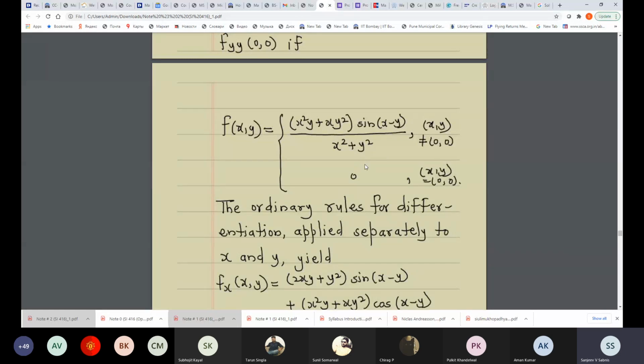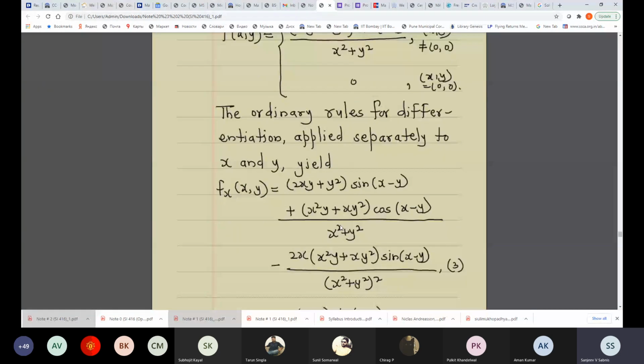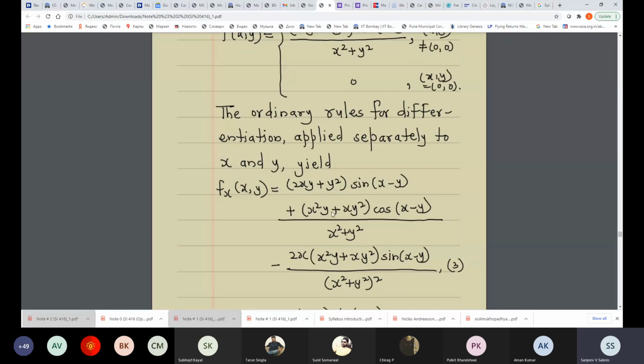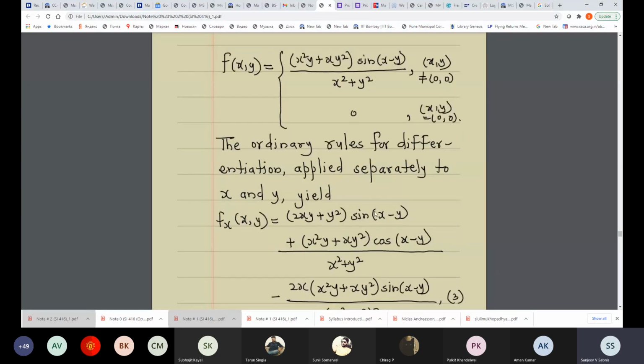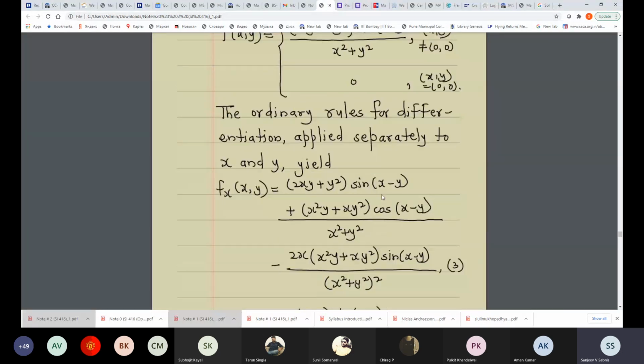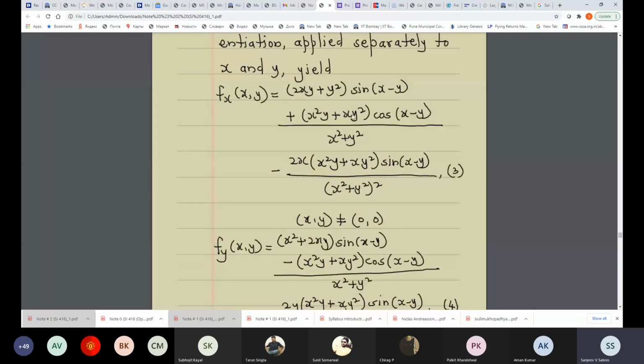So again, the ordinary rules for differentiation are applied separately to x and y. These rules yield the partial derivative of this with respect to x, which is given by this. That can be easily verified. This is a simple exercise, and this expression is valid as long as the coordinate (x, y) is not equal to the (0, 0) coordinate.